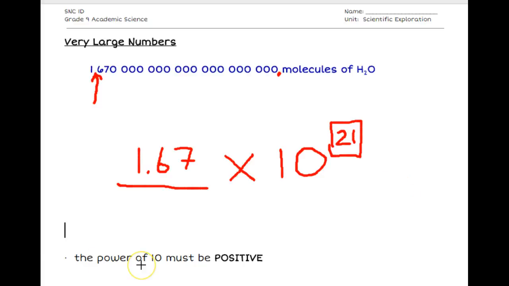So now notice a couple of other things. I need to be reasonable. I need to make sense of my answer. And so if I look at this number, 1.67 times 10 to the power of 21, I know that my power of 10 here has to be positive, because the only way I take a number like 1.67 and turn it back into its really, really large number is if the power of 10 is positive. And so that's one way I can reason as to what the sign on my power of 10 needs to be. Let's try a few more examples.